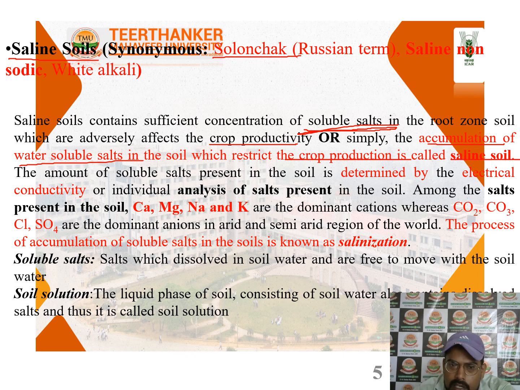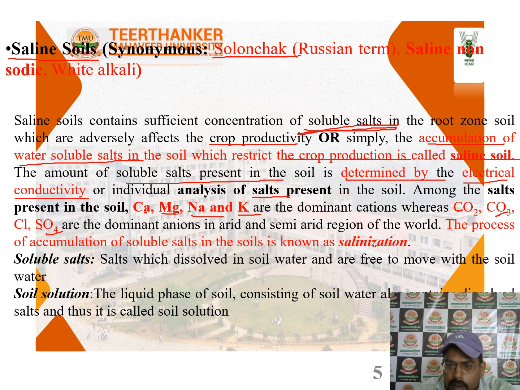The soluble salts present in the soil are determined by electrical conductivity. This gives the total soluble salt present in the soil. The other is the individual salts present in the soil, like calcium, magnesium, sodium, and potassium. These are the dominant cations, along with carbonate and bicarbonate, in saline soils.